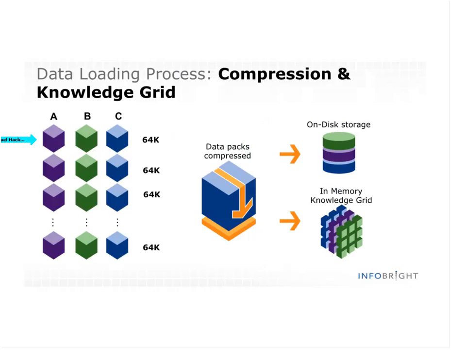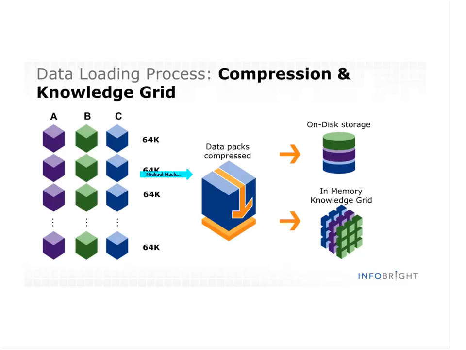As these data packs are created, Infobright collects statistics and other metadata about the data and stores it into the knowledge grid. For example, in a numeric type column, we would collect the minimum, the maximum value, average, and other statistics for each data pack and store those in the knowledge grid. Aggregate information about the tables is also collected and stored, and all of this information is collected automatically as data is loaded and stored as different types of what we call knowledge nodes within the knowledge grid.